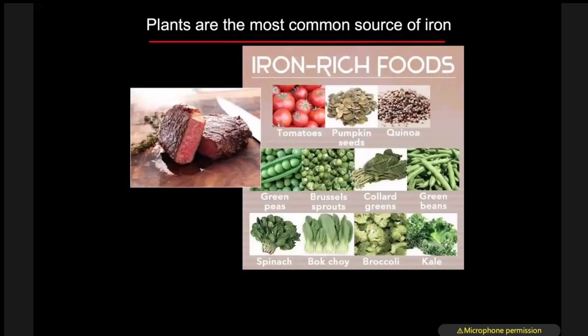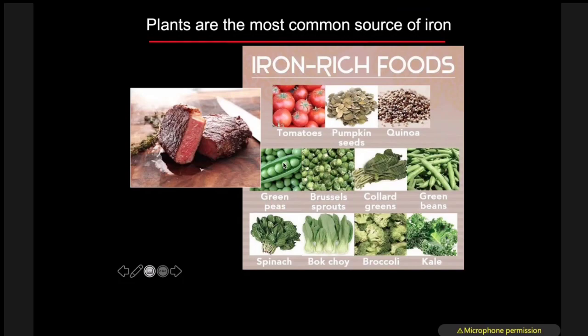So plants are the most common source of iron. For most people, meat is considered the best source of iron, but a lot of people don't eat meat for socioeconomic and financial reasons. Some people just don't consume meat, and so iron is acquired from plants by a lot of people. And so we see a lot of the iron-rich foods here, and I'd like to point out again, I'm back to peas.